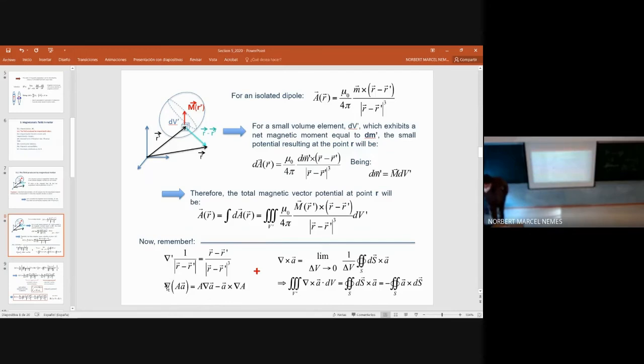Another relation: if we have the divergence of a vector multiplied by a scalar function, this is capital A times the lowercase a vector, that we can write as the potential times the divergence minus the cross product of the vector times the gradient of the potential. Again, the vector will be M and the potential will be this 1 over R.